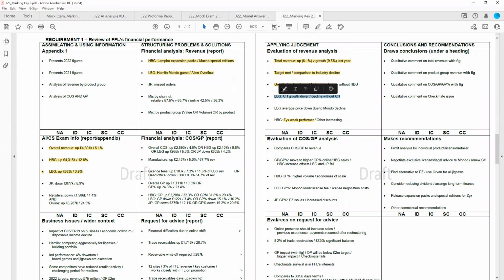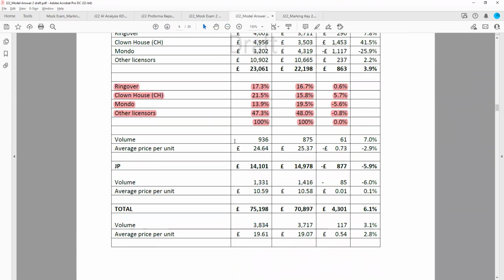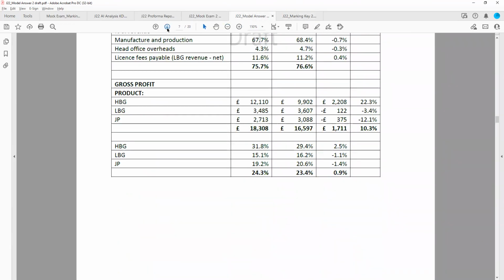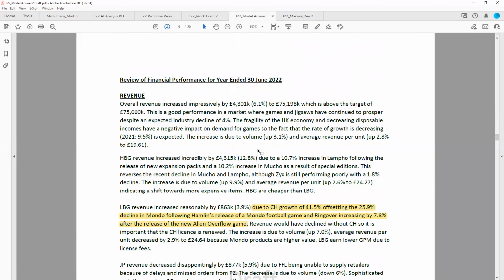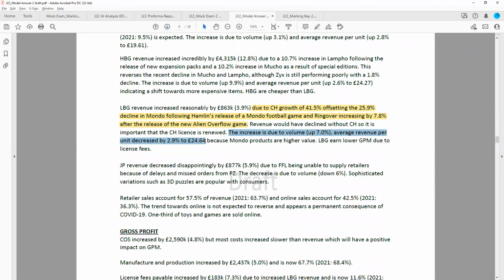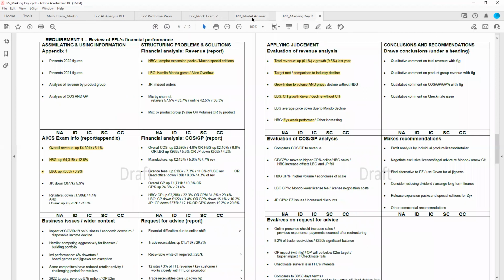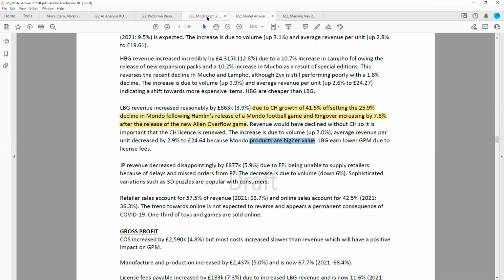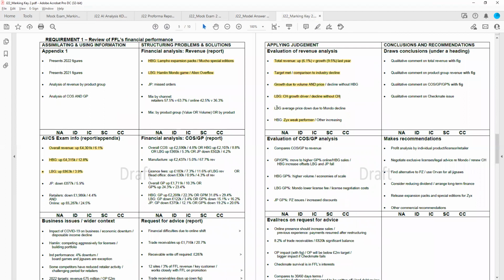So again, there we've got it there. And then I think we looked at average price and volume as well, because I thought that's another good possible further insight point, the increased use of volume or price. And we said it was due to volume and average price had gone down because Mondo products are higher value, and Mondo as a share of total revenue for the LBG group has now, of course, declined. So that was another point there. So actually did really well here, picked up all of those.